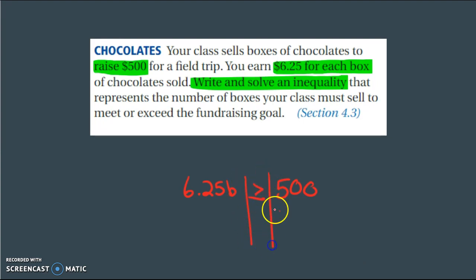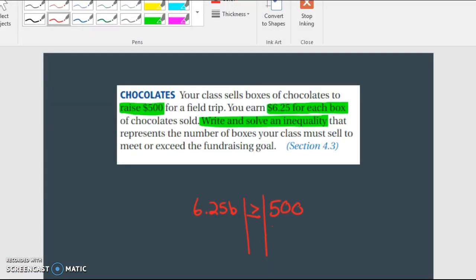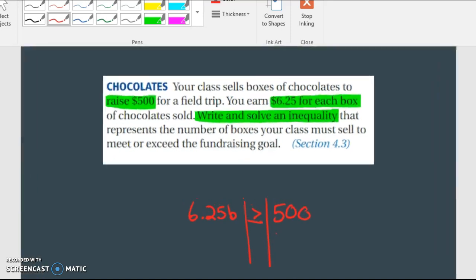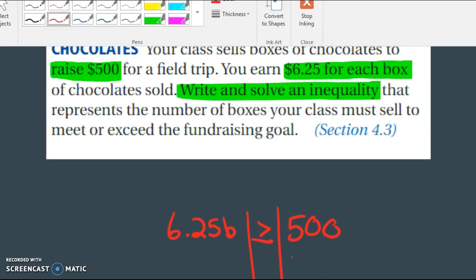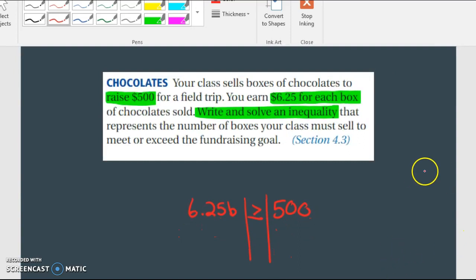So from here, we can solve our equation. Oh, why did that happen? Oh, man. Bear with me for a second here.